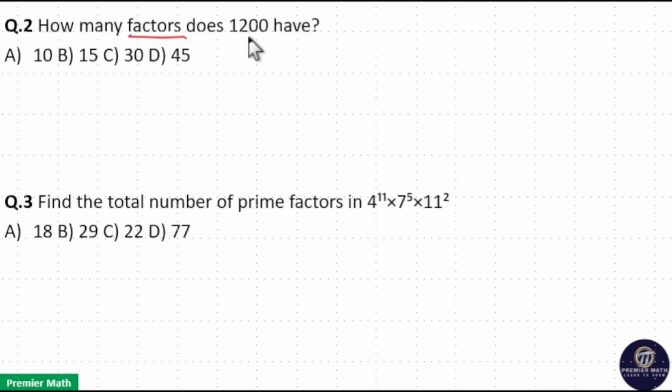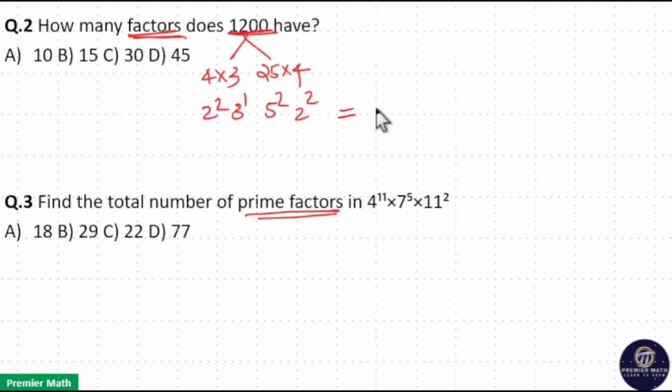How many factors does 1200 have? Here this is factors and this is prime factors. Now take the prime factors of 1200. Or I can write 1200 as 12 into 100. 100 is equal to 25 into 4 and 12 is equal to 4 into 3. Now 4 is equal to 2 square, this is 3 raised to 1, this is 5 square and this is 2 square. So 2 has 4 powers, 3 has 1 power and 5 has 2 power.